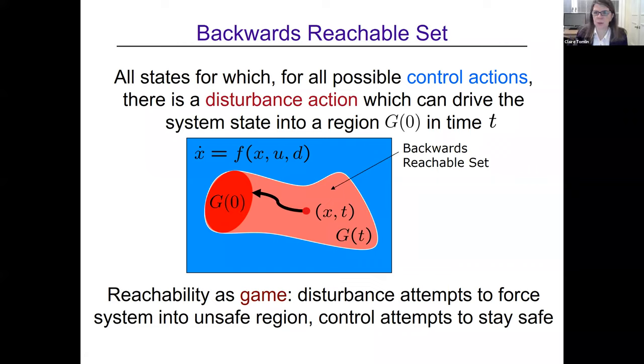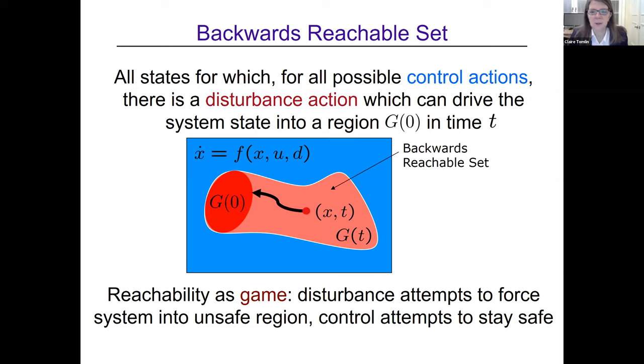The control is trying to keep the system safe. The disturbance, we don't know what it's going to do. So we're going to assume that it could do its worst to drive the system to an unsafe condition. This red set represents unsafe conditions. So these are states which could become unsafe despite the best possible action of the control. And in safety critical situations, that's often the construct that we'd like to record, those states which could become unsafe.